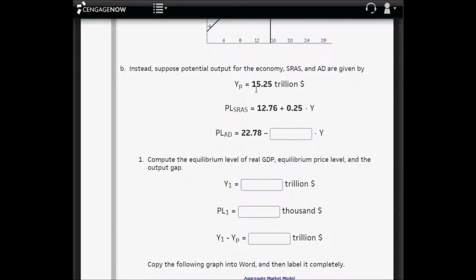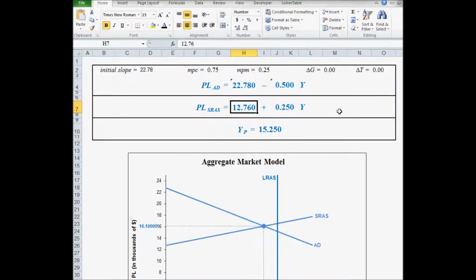All of the initial conditions in scenario B are identical to those in A, except the short run aggregate supply has a different initial intercept and a different slope. Potential output is still 15.25. The aggregate demand intercept is still 22.78. The slope is still 0.500 because the MPC hasn't changed and the MPM hasn't changed. And these values have all been copied into the spreadsheet we use for scenario A.